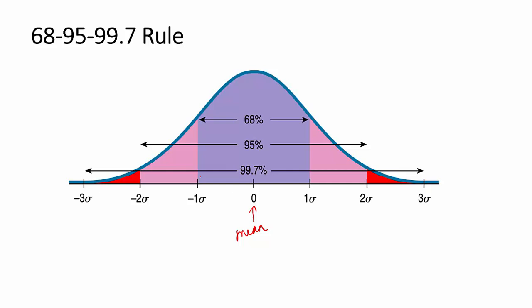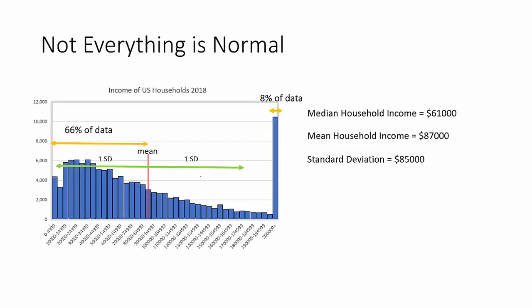But before we jump into it, we just need to understand that not everything is going to be a normal model question. Here's an example. Not everything is normal. So here's some real data. Took this from the census. The income of U.S. households in 2018.